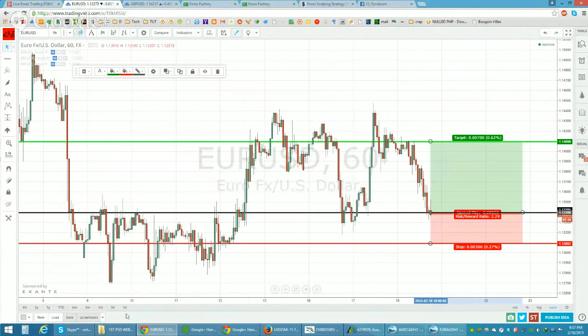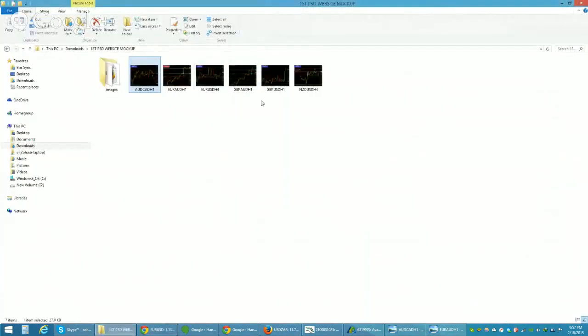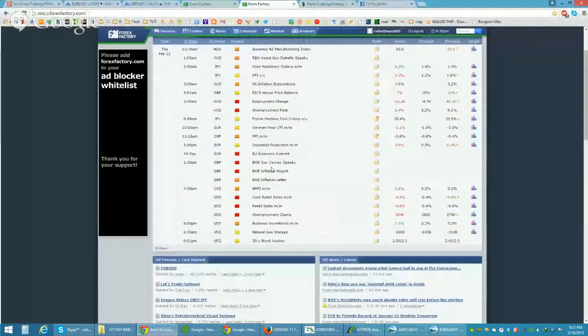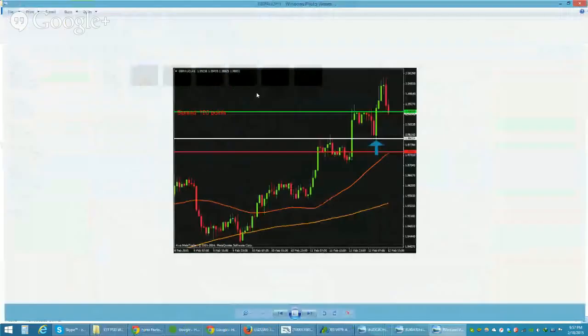In the meantime, I can show you one more trade that we had using the same strategy. This was on the 12th of February again, around 1:30 p.m. local time here, where the Bank of England Governor Carney spoke. So we had two trades on the pound.